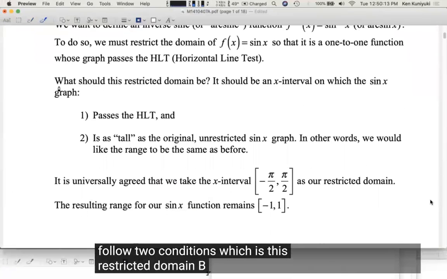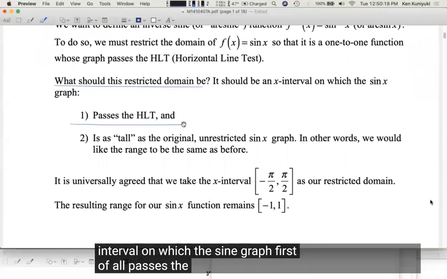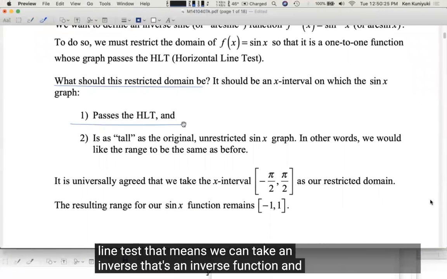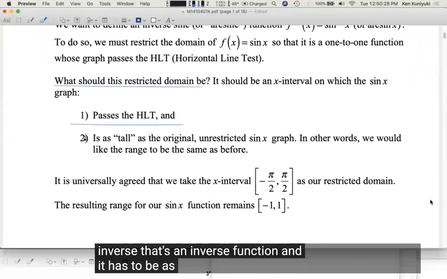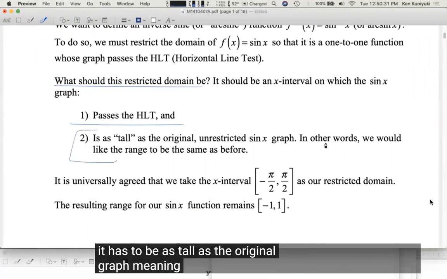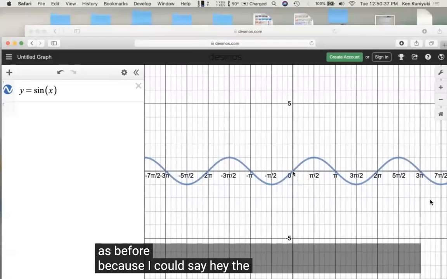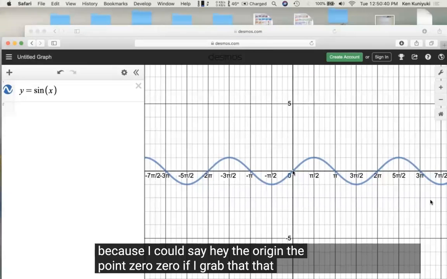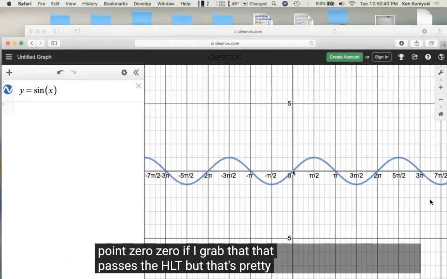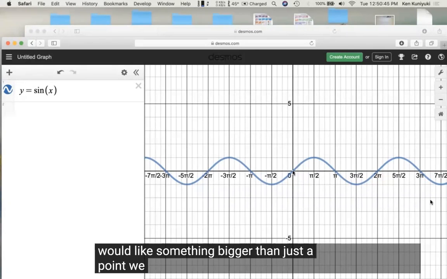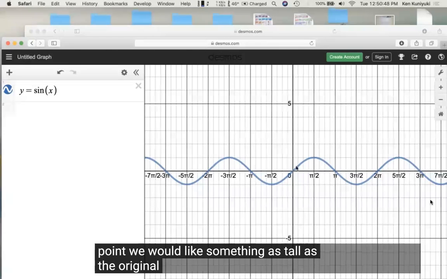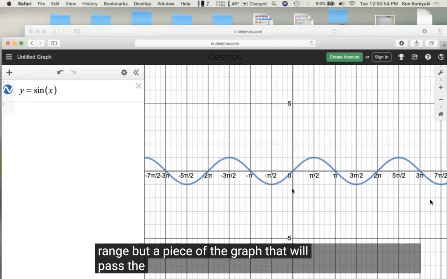What should this restricted domain be? It should be an x interval on which the sine graph, first of all, passes the HLT, the horizontal line test. That means we can take an inverse. That's an inverse function. And it has to be as tall as the original graph, meaning that the range is the same as before. Because I could say, hey, the origin, the point 0, 0, if I grab that, that passes the HLT. But that's pretty lazy. We would like something bigger than just a point. We would like something as tall as the original graph that has the same range, but a piece of the graph that will pass the HLT.